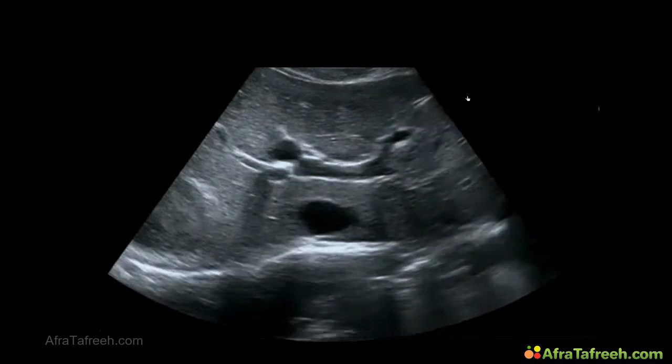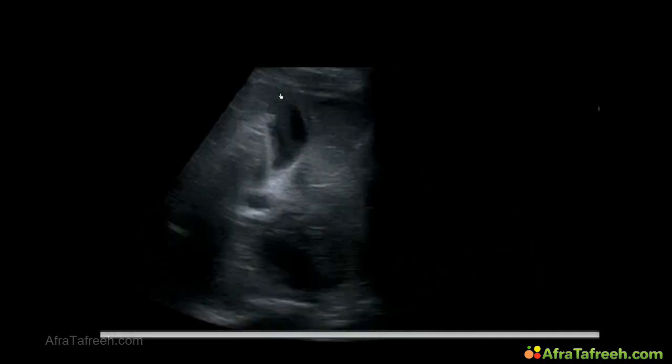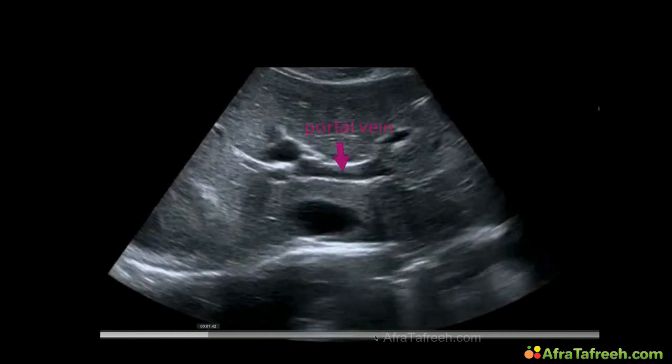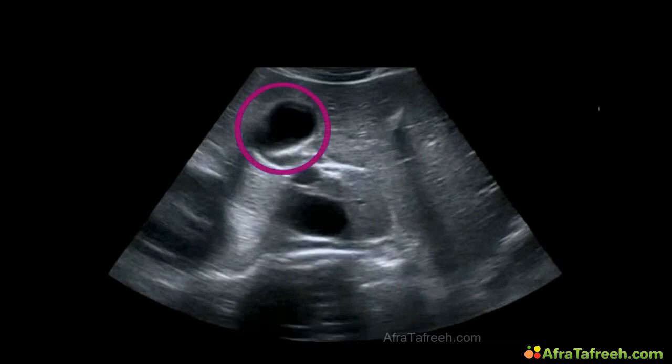Okay. And now we proceed downwards, caudal, and see the gallbladder over here. Would you please start it once more? So, gallbladder. Yes, over here. The structure. Portal vein and more caudal gallbladder.